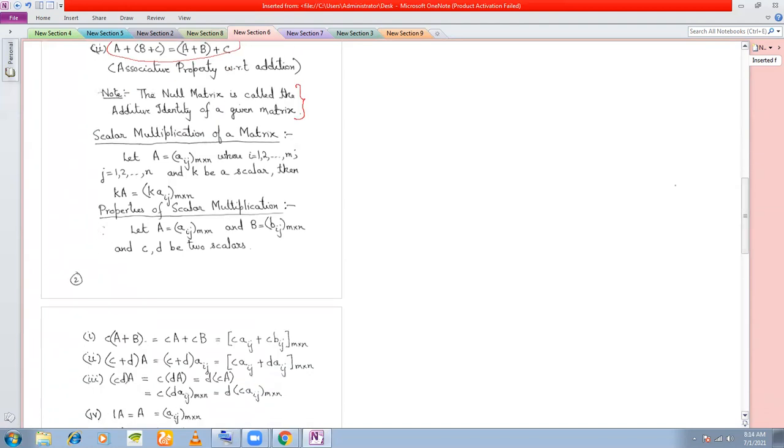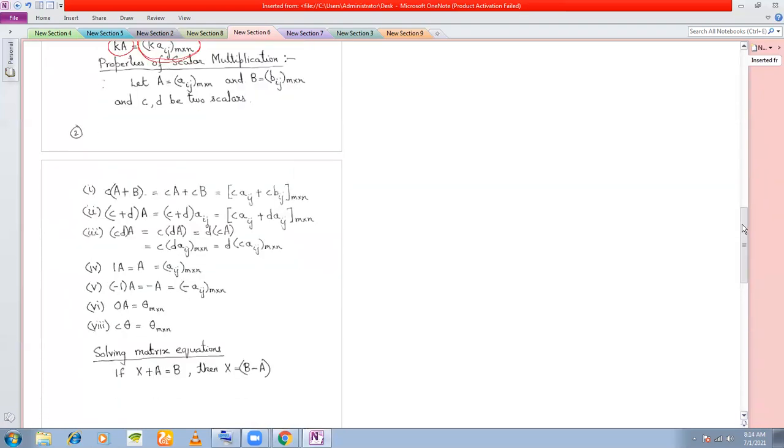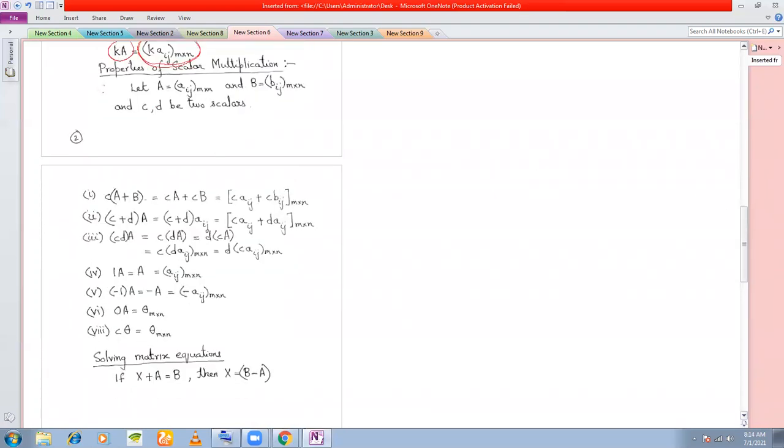Scalar multiplication, you know how to multiply a scalar. When you're multiplying a scalar K with a matrix, you have to multiply K with each element of the matrix to get the matrix K a_ij, m by n. These are the properties. If you have two matrices A and B, and C and D are two scalars, then multiplying C with A plus B is the same as multiplying C with A plus C with B. C plus D, if you're multiplying with a single matrix, is the same as multiplying C plus D with each element of the matrix, to get this resulting matrix.